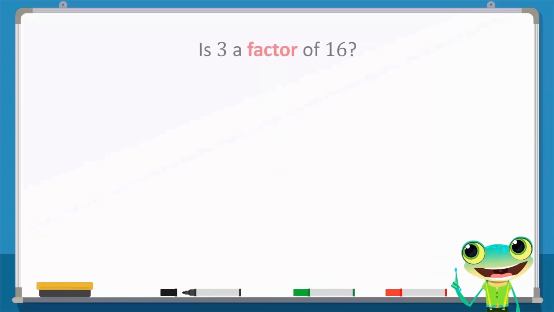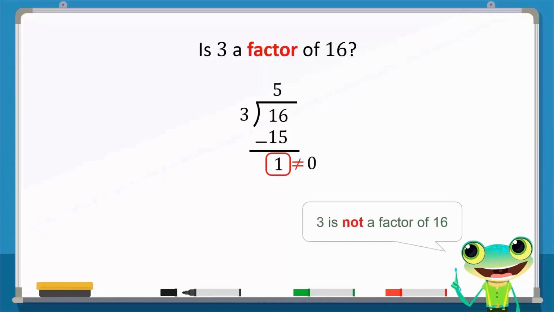Next, is 3 a factor of 16? To know the answer, let's divide 16 by 3. 3 times 5 is 15, and 16 minus 15 gives 1. Since the remainder is not 0, we say that 3 is not a factor of 16.